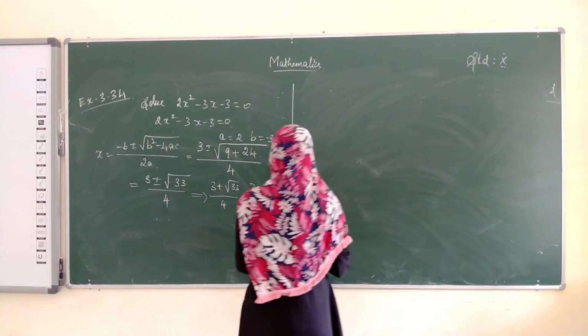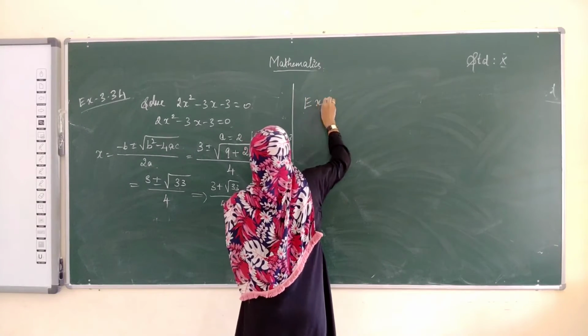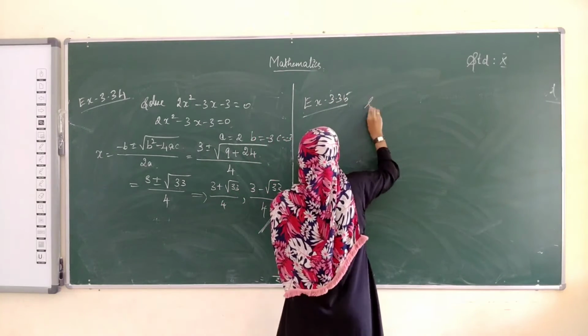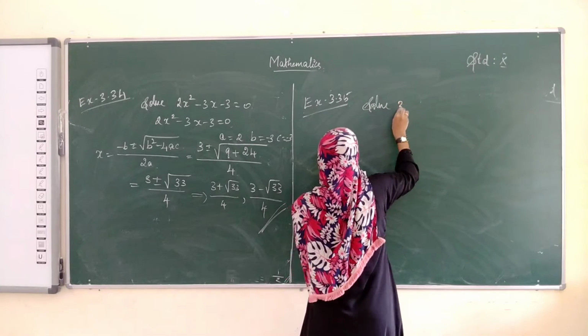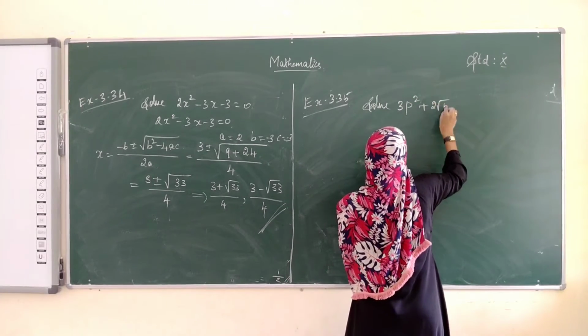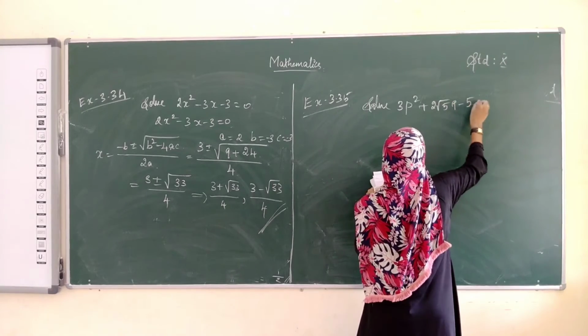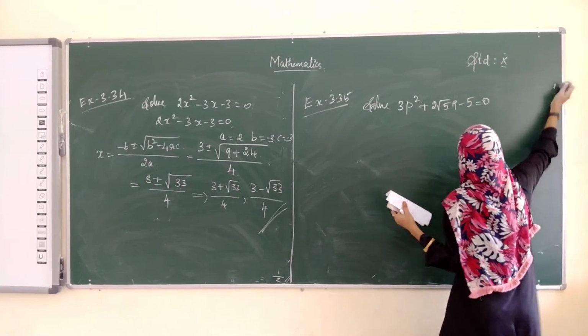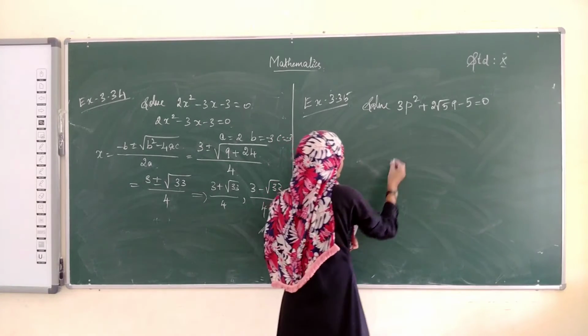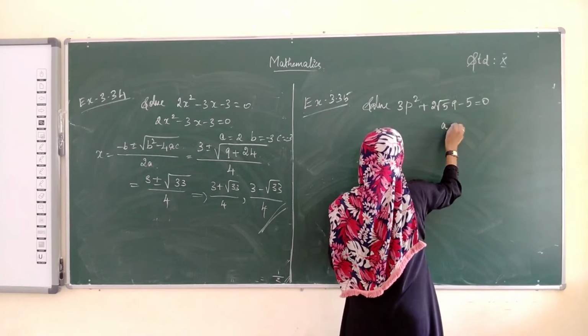The next one. Example number 3.35. Solve 3p square plus 2 root 5 into p minus 5 equal to 0 using the formula method. See, the given equation is in the general form. From this equation we can take the values of a, b and c.